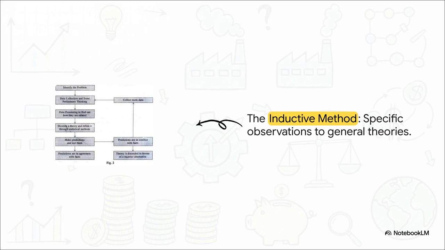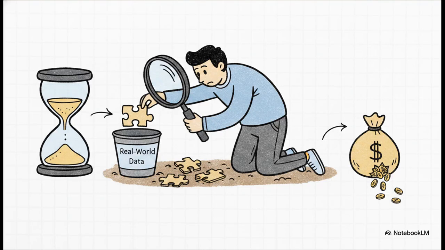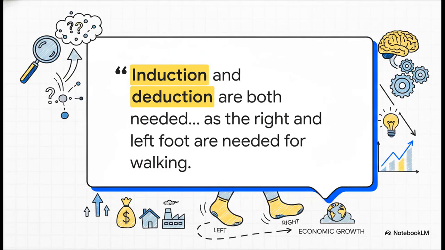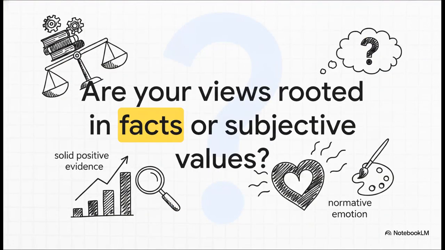The inductive method works upwards, gathering real-world data for theories. Induction is highly realistic since it relies on hard facts, even though collecting all that data is super costly. Ultimately, modern economists combine both methods perfectly. It's just like using your right and left foot to walk. So, ask yourself, are your own economic views based on solid positive evidence, or are they driven by emotion?